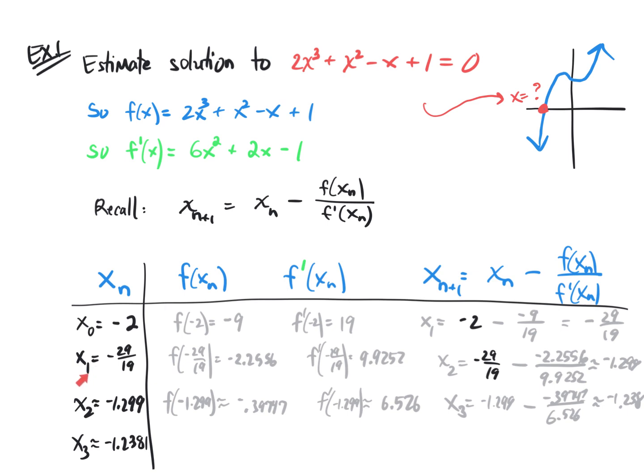So to find x sub 1, we're going to need to evaluate this expression for x sub 0. So we need to know f of x sub 0 and f prime of x sub 0. So our first guess, x sub 0, is -2. The function evaluated there is -9. And the derivative when x is -2 is 19. So that's our first guess. Our next guess will be the previous guess minus the function evaluated there divided by the derivative there.